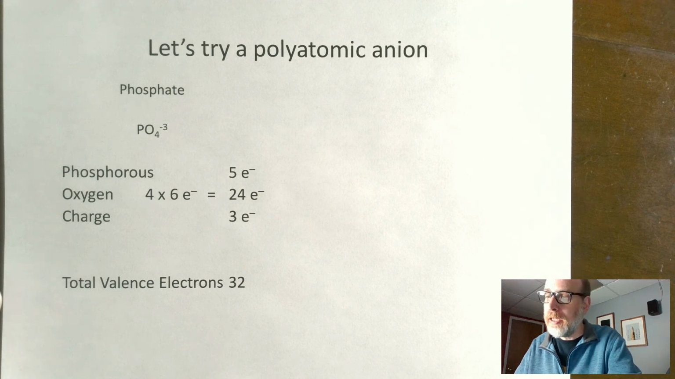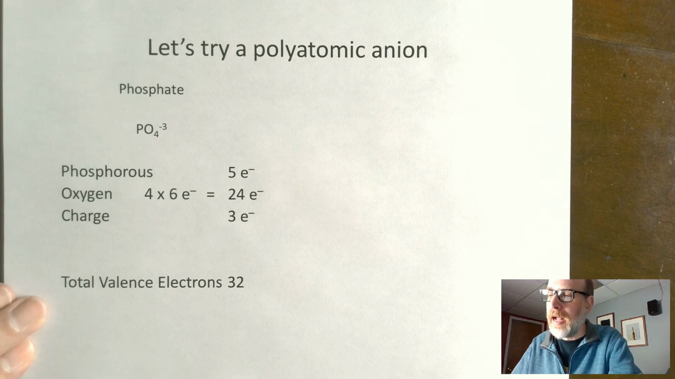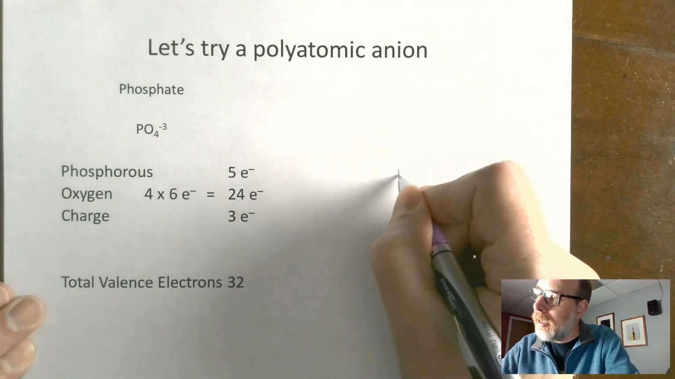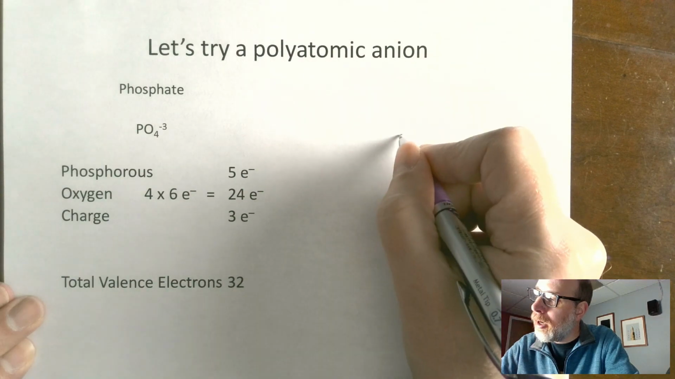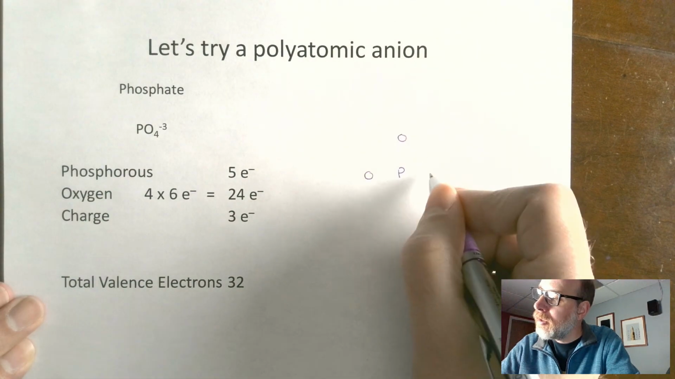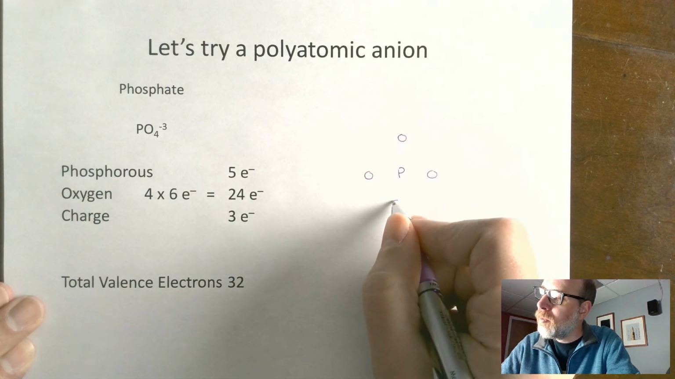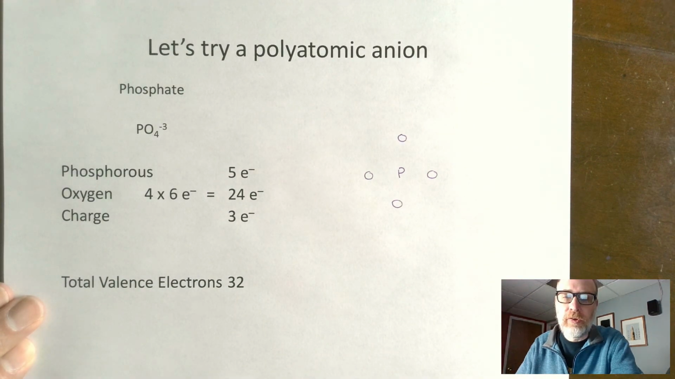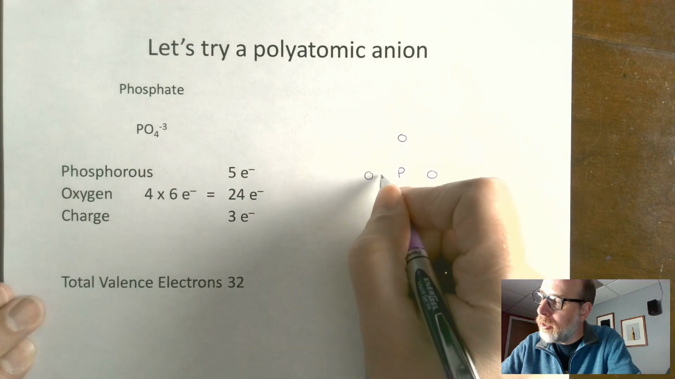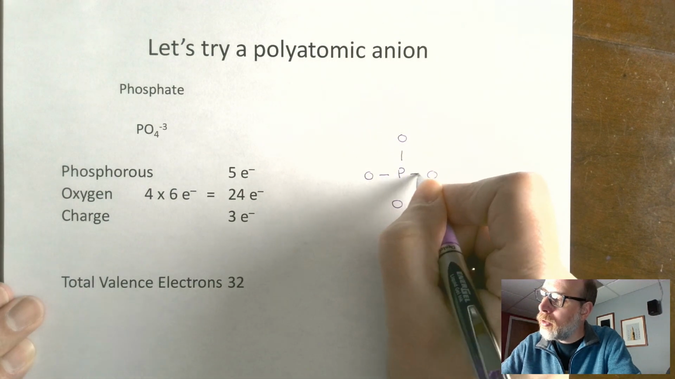By now, hopefully you can try to figure out what the central atom would be. In this case, it's going to be phosphorus, and we're going to arrange the oxygen atoms around the phosphorus. Now, just because we're arranging them this way doesn't mean that this is the geometry of it. It's just the way that we've chosen to put them around that central atom. We're going to connect each one with a bond.